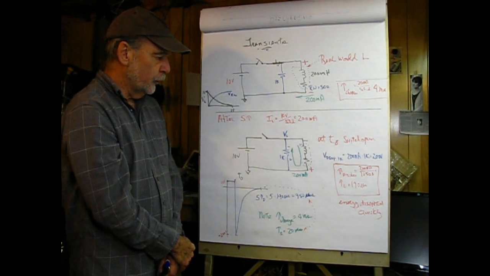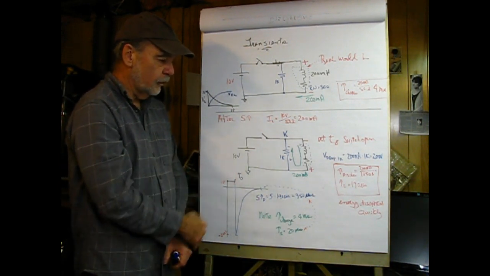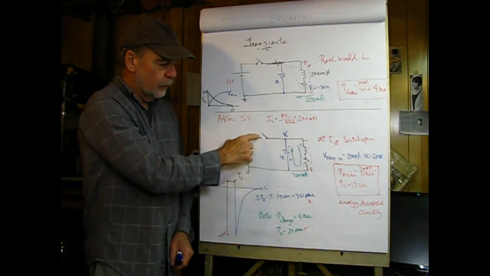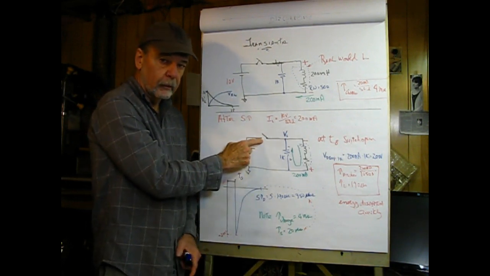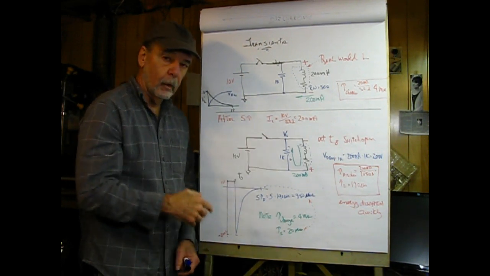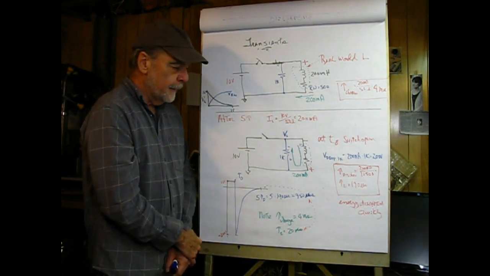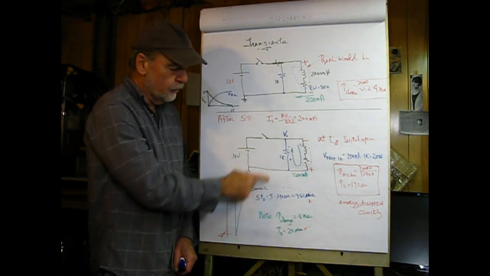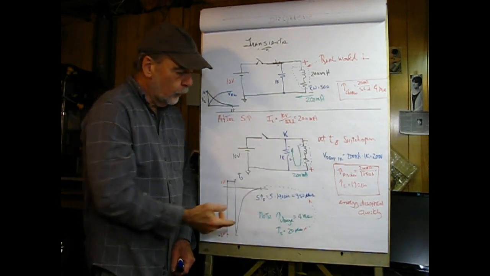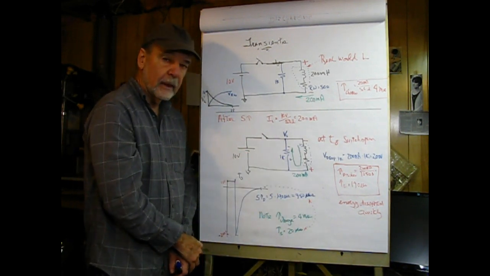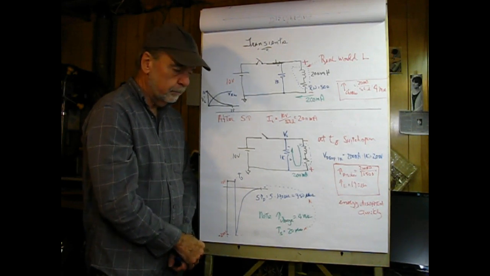So what we're going to do is leave this on for at least 5 tau, and then we're going to open the switch. And notice that this is not a single pole double throw switch, it's a single pole single throw switch. So there's no discharge except through this 1K resistor, which is in parallel. Now the only reason this 1K is here is to demonstrate the transient effect.